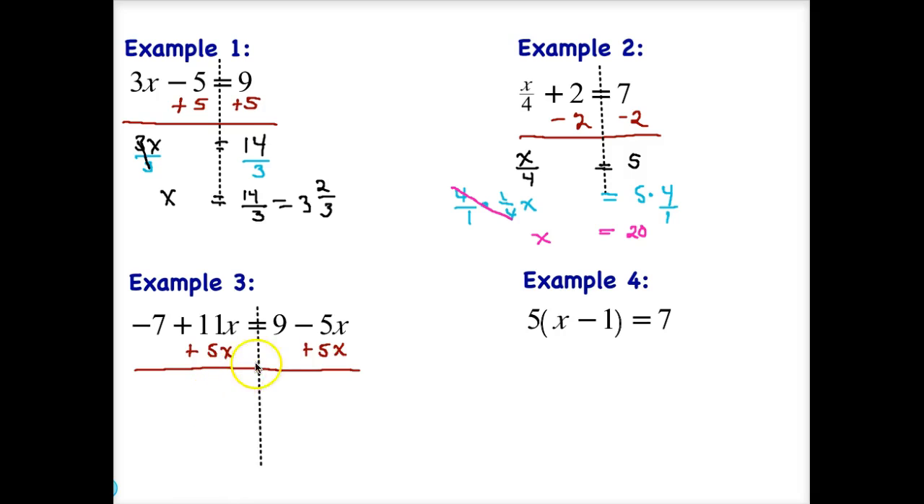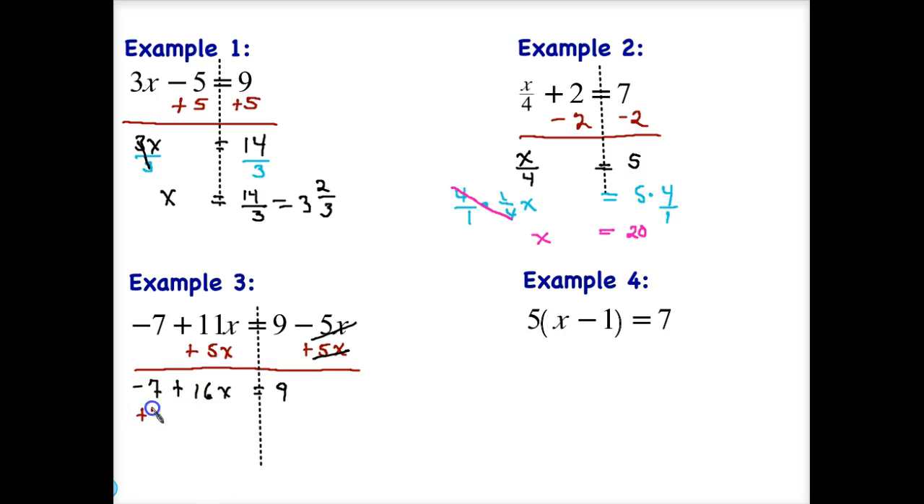3 is like 1 and 2. I'm going to start by moving my variables to one side and my constants to the other side. When I move over my 5x to the left side, I'm going to add 5x because this is a negative 5x or a minus 5x. So then I get negative 7 plus 16x equals 9. These cancel. Now it's time to move over my constant terms.